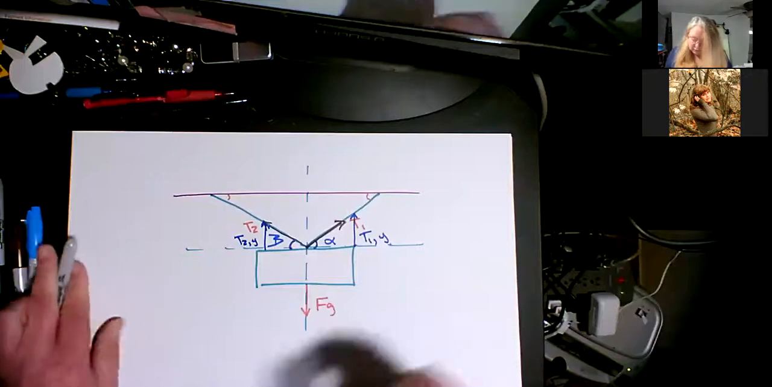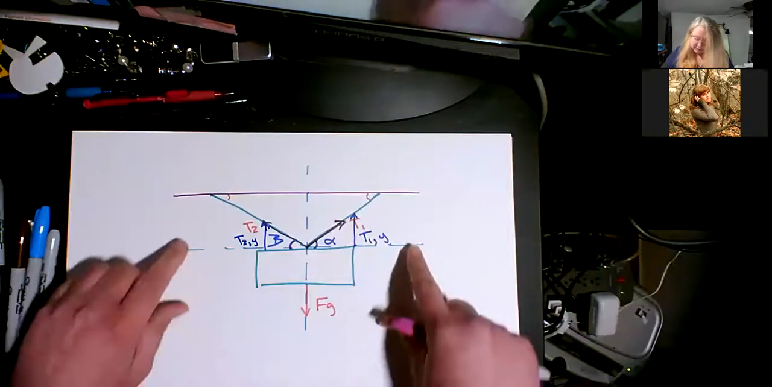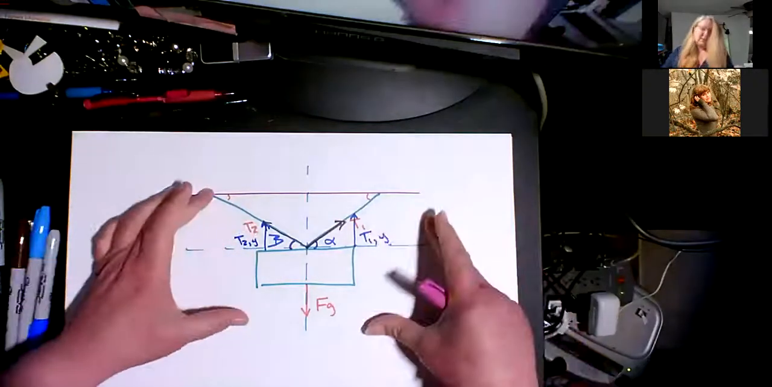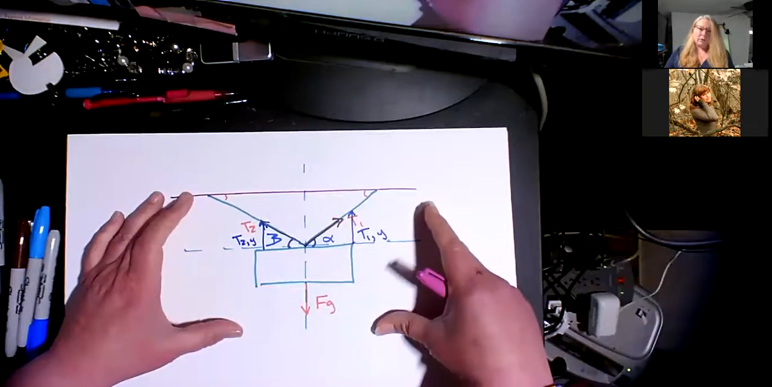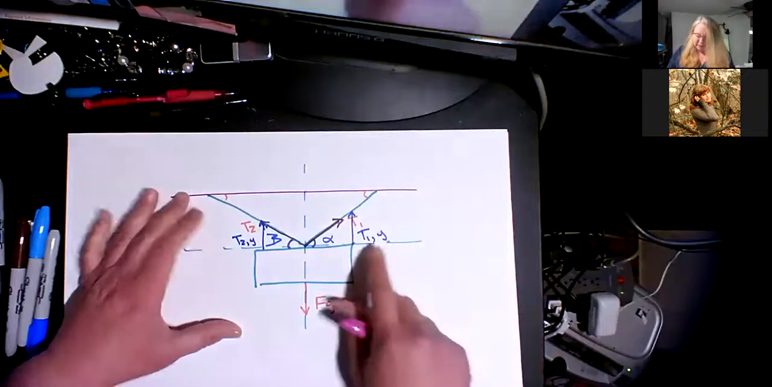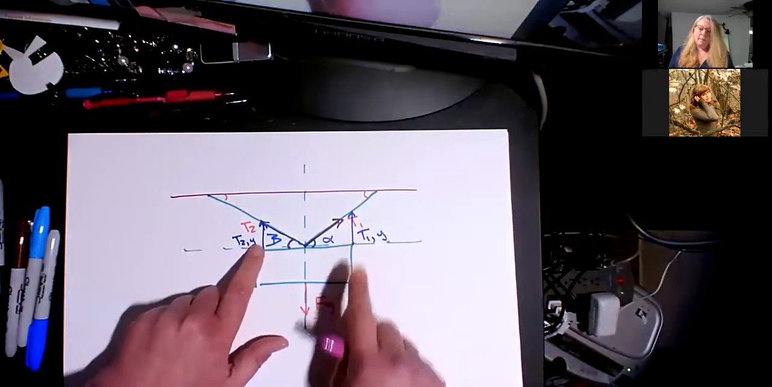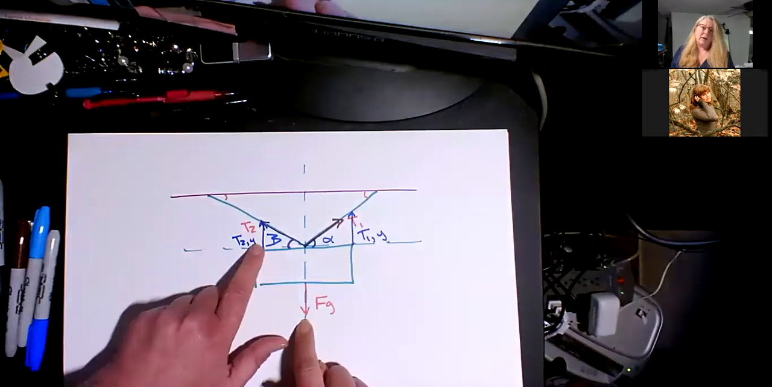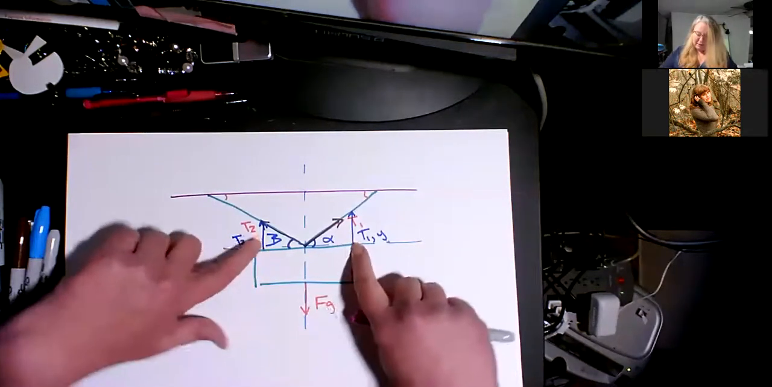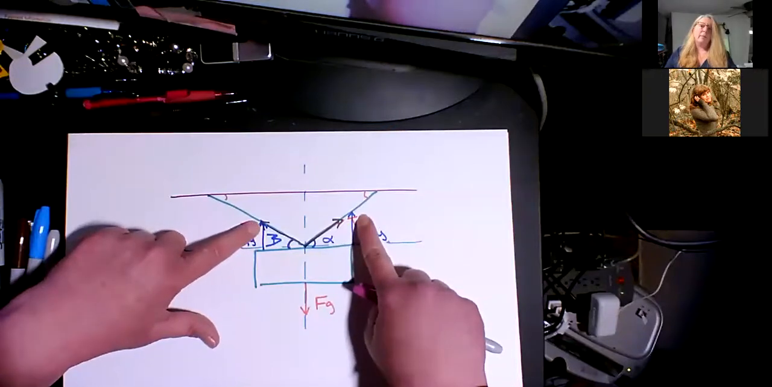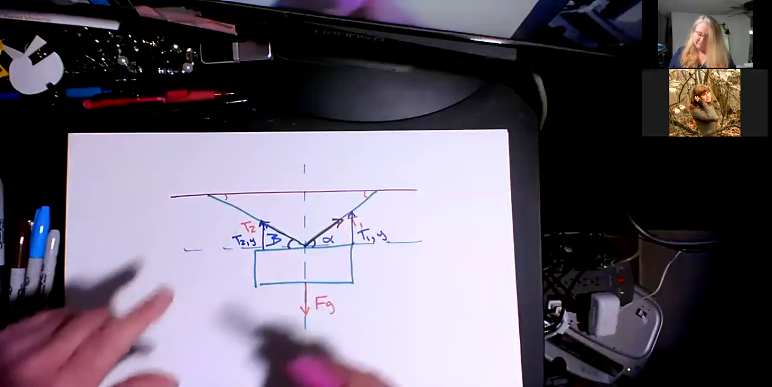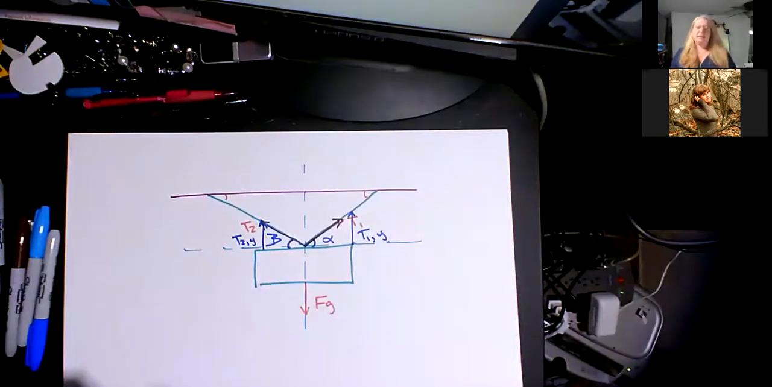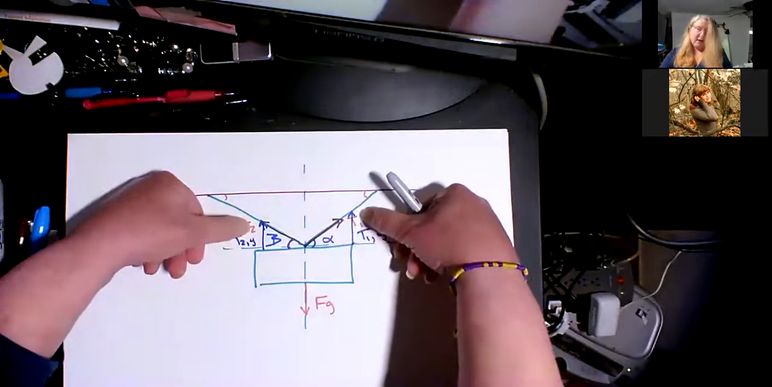I'm sorry, let me back up 2 seconds. The one thing I want to point out here is that because this thing is hanging, it's in equilibrium. If it's in equilibrium, it's not accelerating, so the sum of these two tensions must equal the force of gravity. This force coming down is equal and opposite to the sum of these two going up. Do you see that? Yeah, so it must equal the sum of both the tensions together? Yes, of the two pieces that are going straight up.